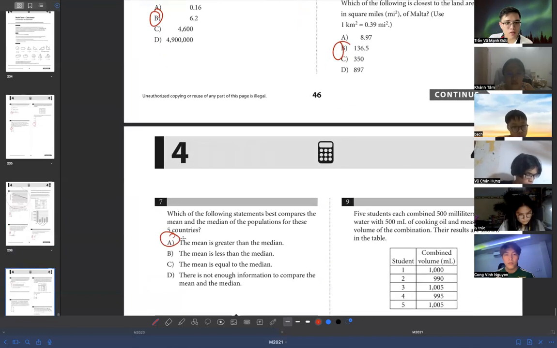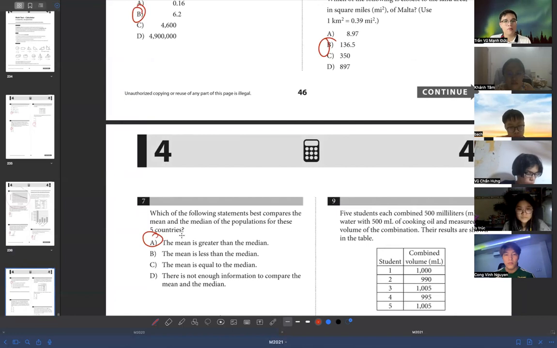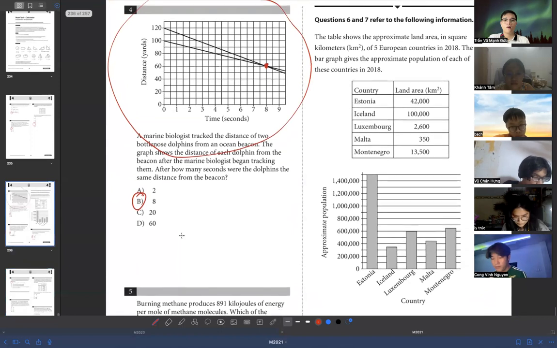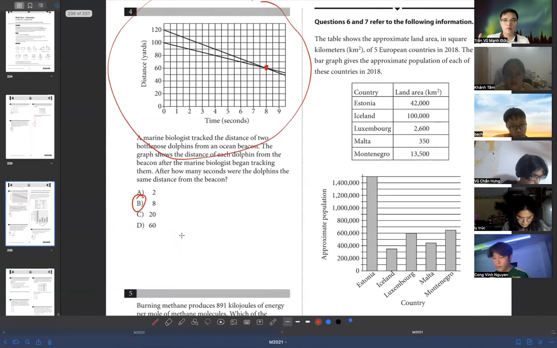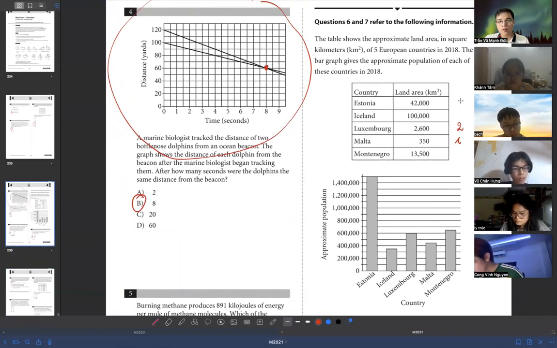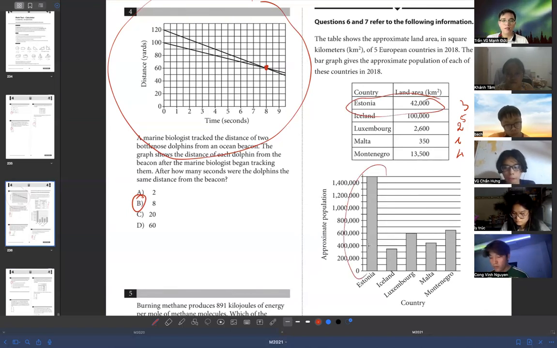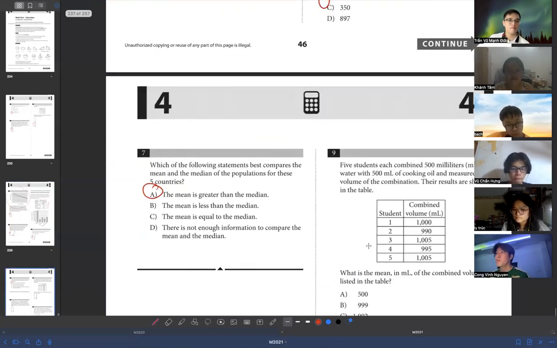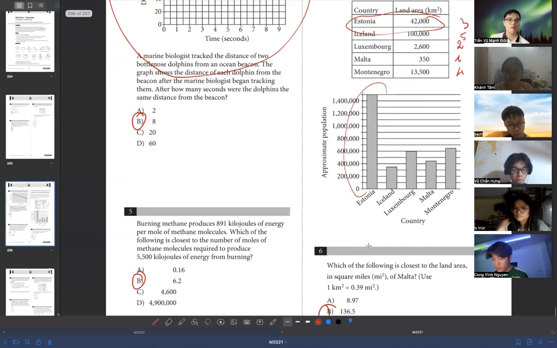Let's check. Which of the following statements best compares the mean and median for these 5 countries? Firstly, remember, you're going to have to sort the list first before you try to find the median. So this will be 1, 2, 3, 4, and 5. The median will be the third one, which is Estonia. And the mean is, can you tell me what the mean is? Do you still have it? How much is the mean?